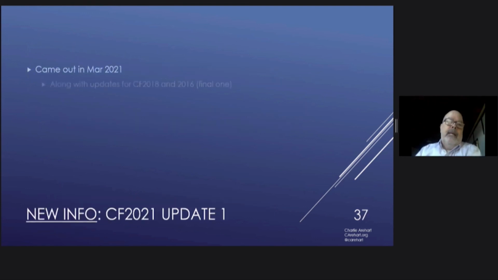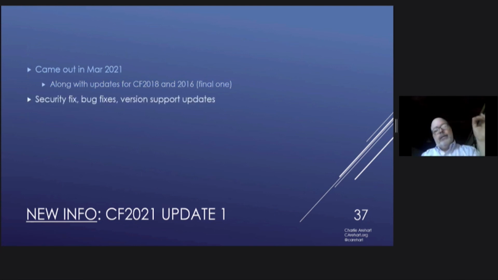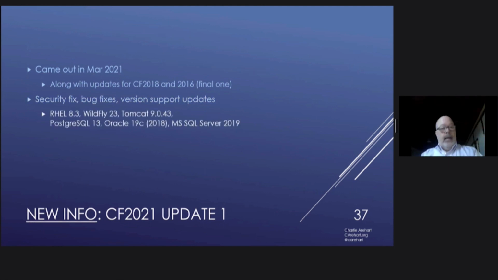As far as the updates, again, update 1 came out in March. It was the last update for CF 2016 in March, and there was also an update for 2018 at the same time in March, and it had security fixes, bug fixes, and support for new things like Red Hat 8.3 and Wildfly 23 and Tomcat 9.0.43 and so on. So if you're interested in those things, you want to be on update 1. And here's the tech note for update 1.